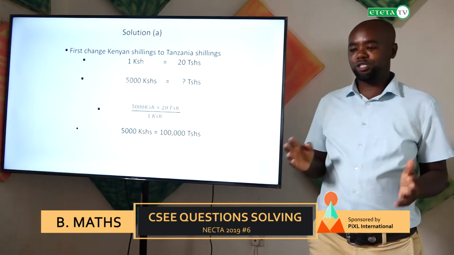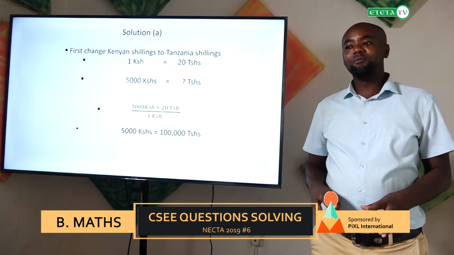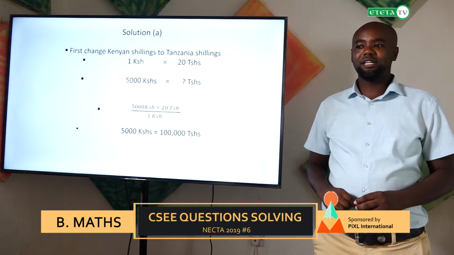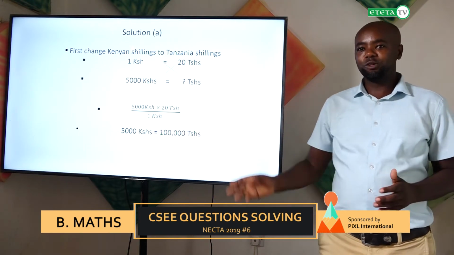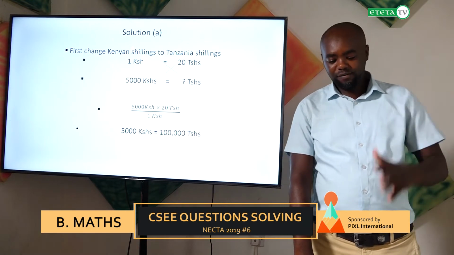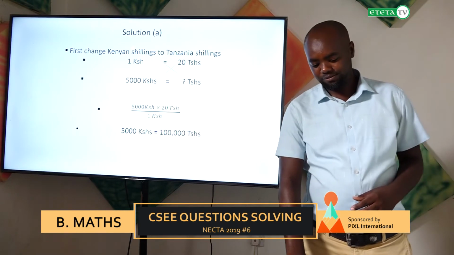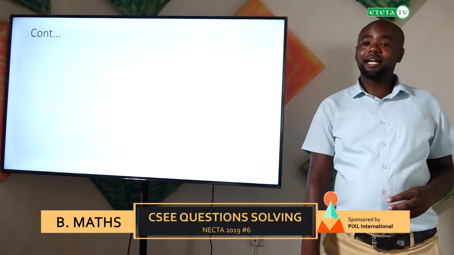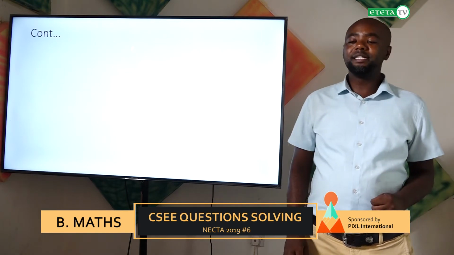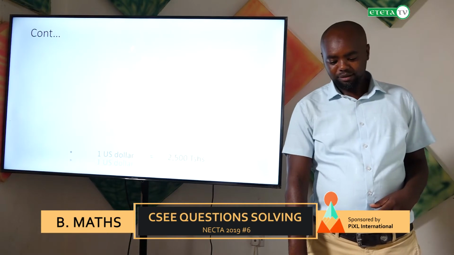But Mr. Ogango is required to change from Kenya shillings to US dollars. So now Mr. Ogango has Tanzania shillings, so he should change from Tanzania shillings to US dollars. And we are given the exchange rate from US dollar to Tanzania shillings. This will be the second step, finding the Tanzania shillings to US dollars.